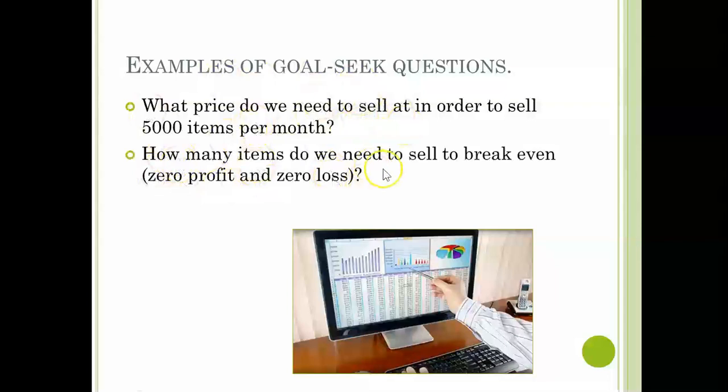Another could be, how many items do we have to sell in order to break even? You would have another section in your Excel sheet, maybe one specific cell, telling you what your profit or loss is going to be for that specific month. Then you can change the number of items that you predict to sell in that time period, and watch the output cell to see how many items you would have to sell that would allow you to break even. So these are just 2 examples of goal-seeking questions in our financial model.